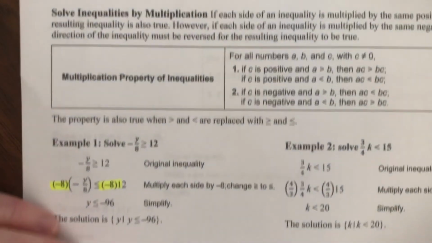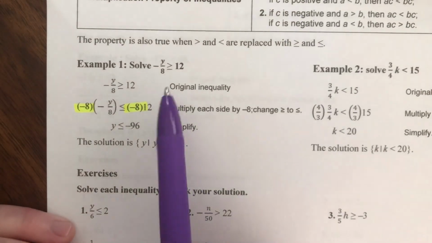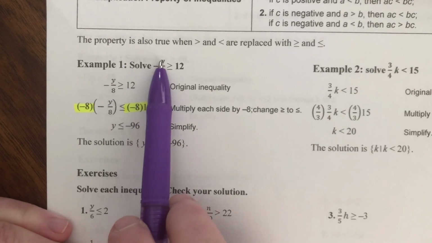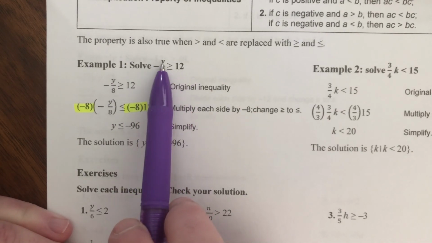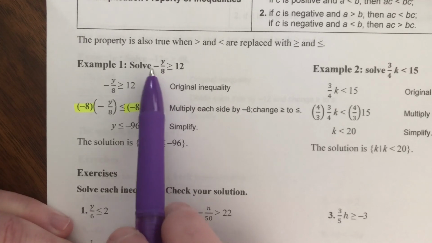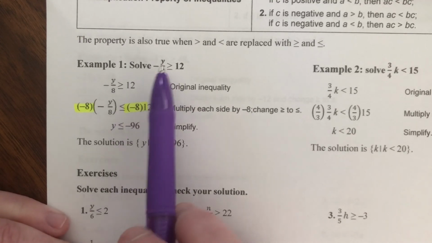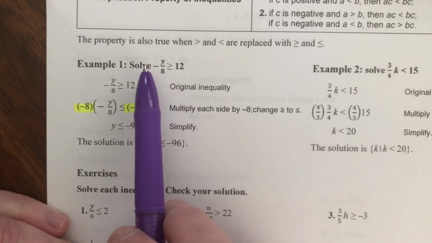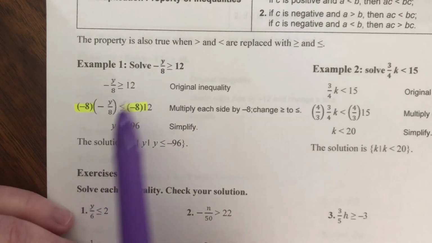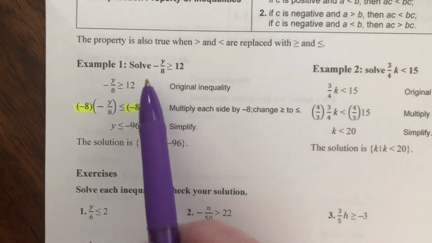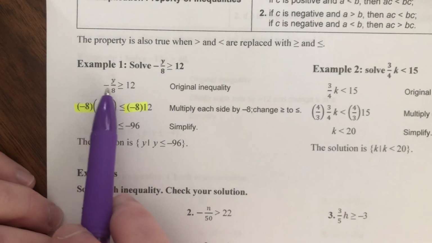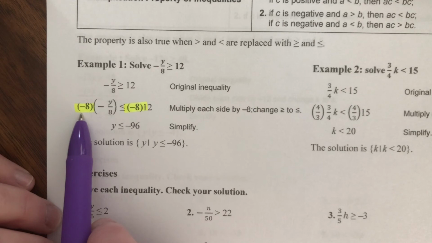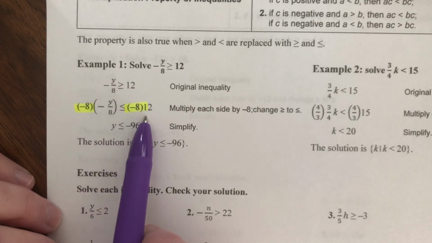So they have a little example up here. Solve negative y divided by 8 is greater than or equal to 12. Well, to get y by itself, it's being divided by 8 and it's negative. So I'm going to do the opposite of divided by 8, and I'm going to multiply by 8, and I'm going to multiply by negative 8 just so that I can cancel out this negative as well, right? So to get rid of divided by negative 8, I'm going to multiply by negative 8. So I've got to do the same thing over here.